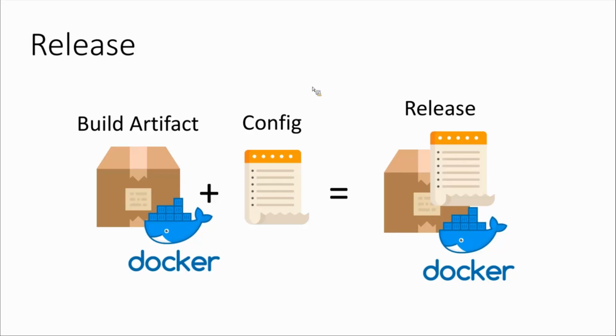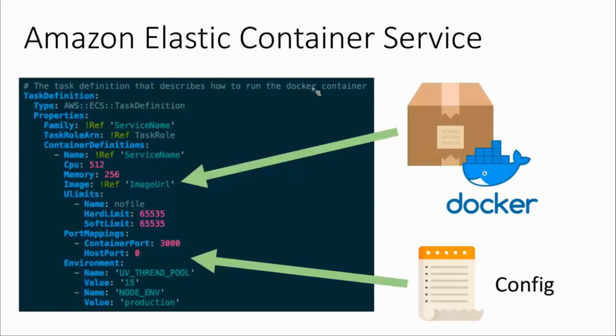That build artifact plus the configuration is what ends up being my release. So that build artifact, in this case my Docker container, is what gets deployed to my development host or my production host. We've talked about the config, which I pick up from the environment in which that build artifact is running. And those two things together equal my release.